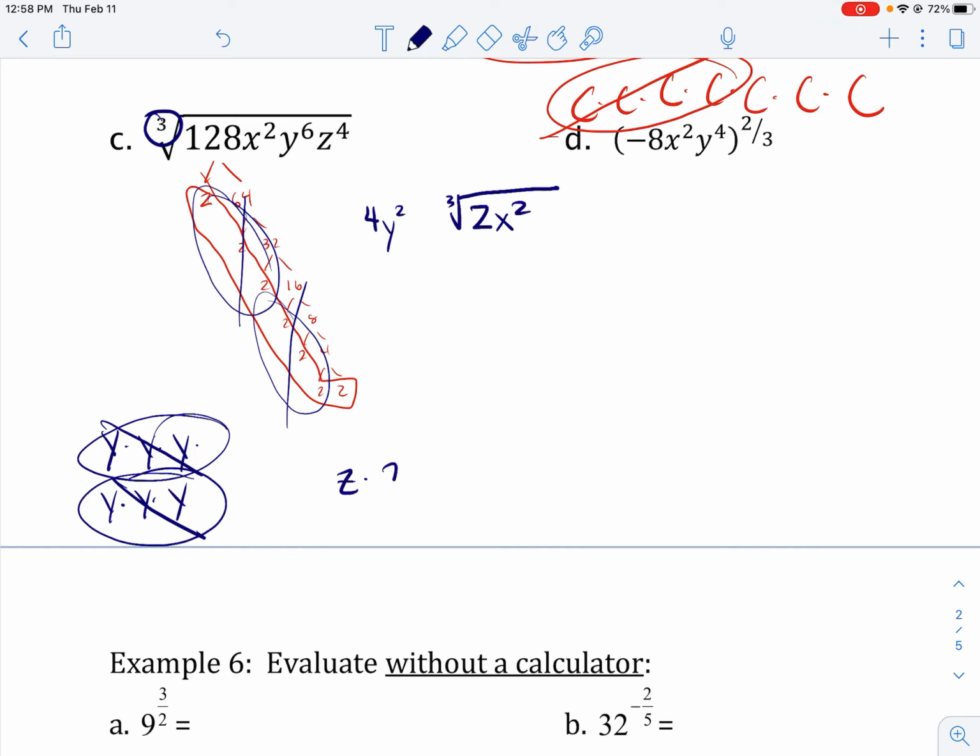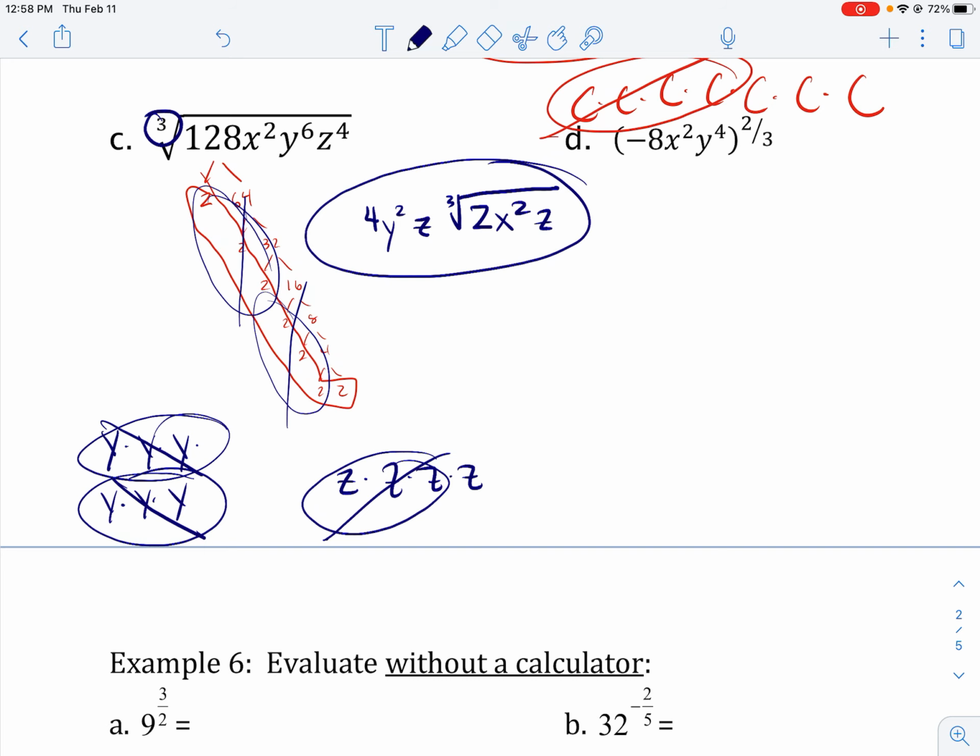And finally, our z's. How many pairs of 3's do we have here? 1. So I bring a z out, leave 1 behind. And there's our answer.